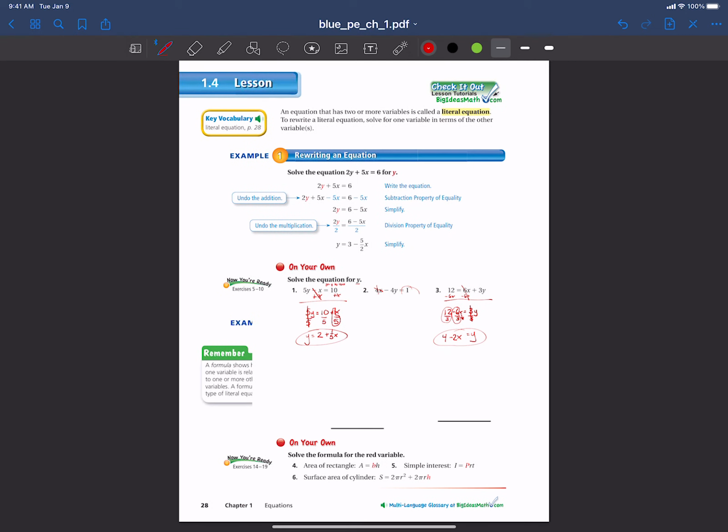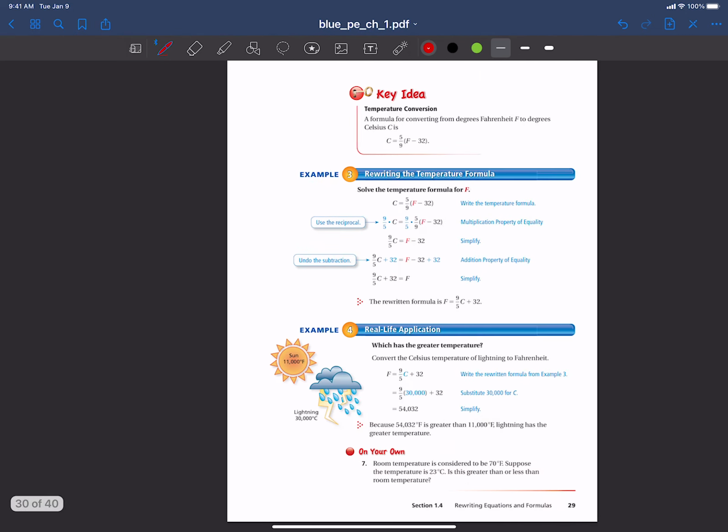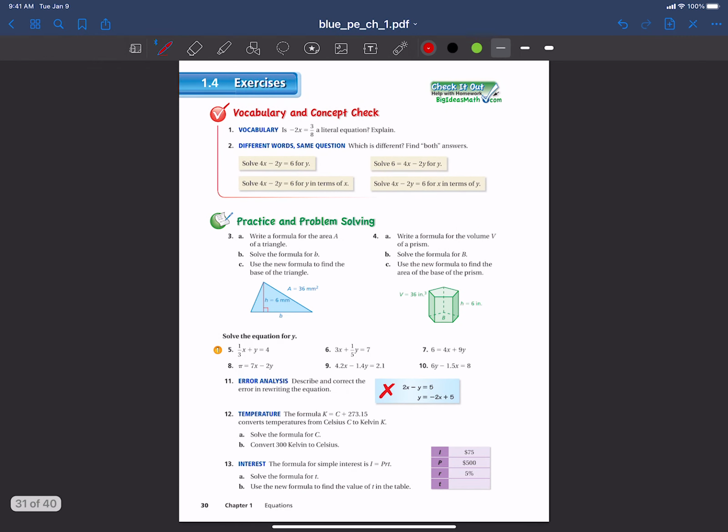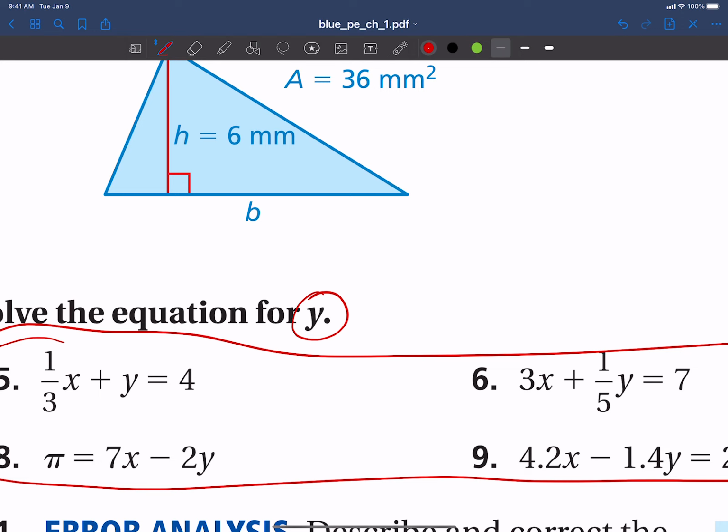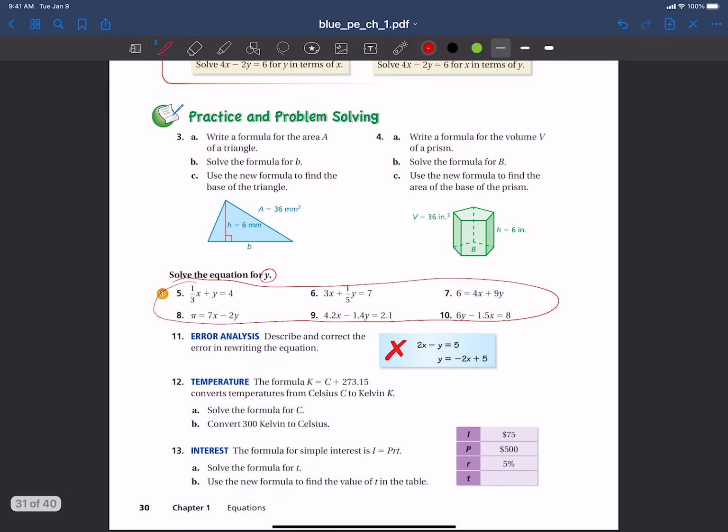That's basically what this entire chapter is, okay? It's just solving for a variable, okay? You're just getting a variable by itself. Now the homework, I wanted them to do 5 through 10. All you're doing is getting y by itself, the same thing that we were doing, okay? And then I wanted them to look at number 12.